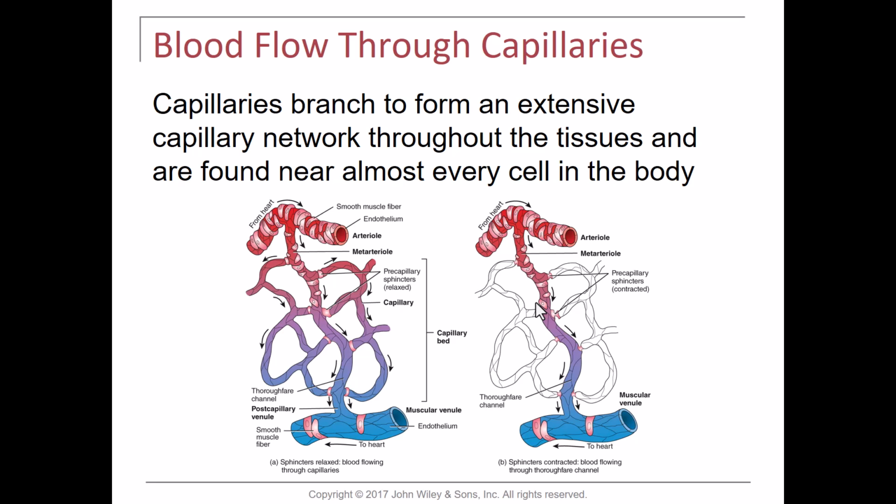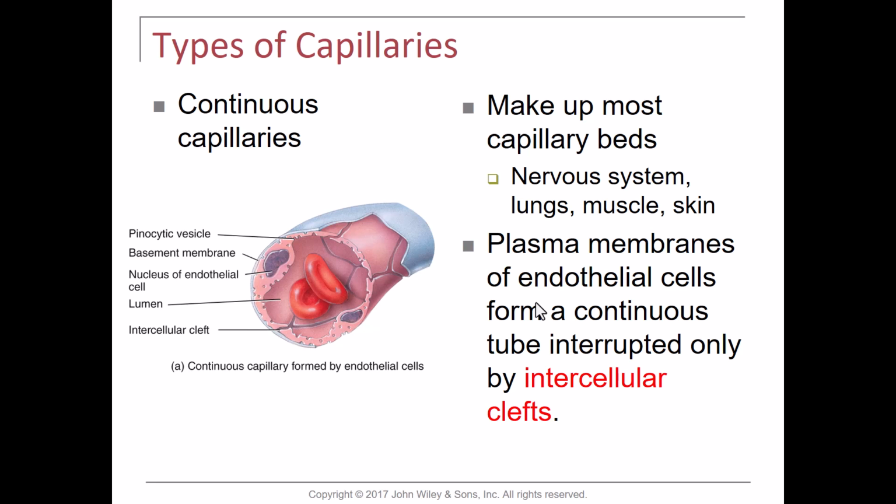Notice that there are little areas called metarterioles and sphincters that can relax and contract, and they can control blood flow as it goes through the body. There are three types of capillaries. The most common one is a continuous capillary. You find those in most areas such as the nervous system, respiratory system, muscular system, and even in the skin. Again, they make up most capillary beds.